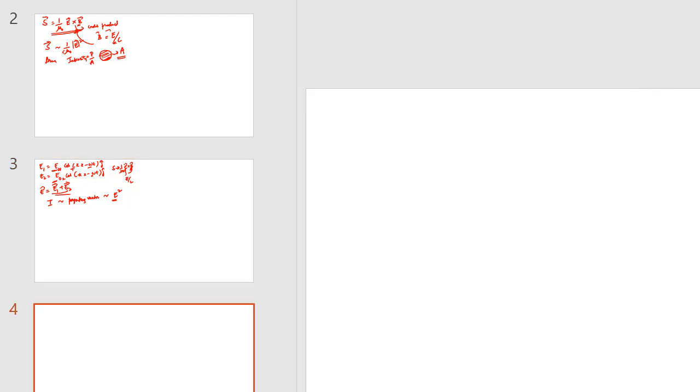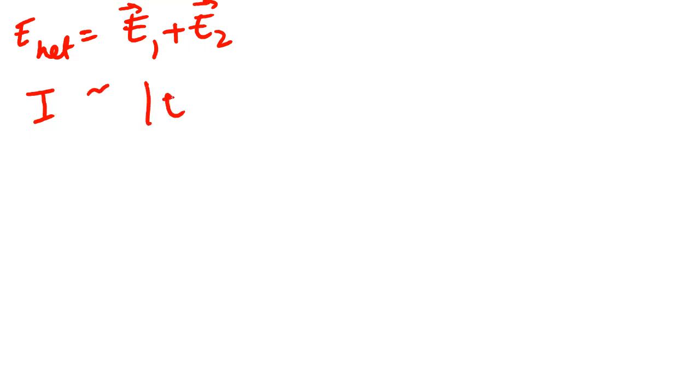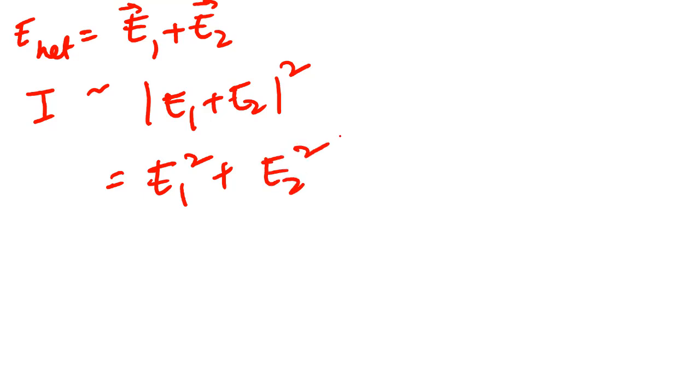So we have the E net, the total electric field from two different fields, as a vector sum, E1 plus E2. If I want to look at the total intensity from these two electric fields, I will have to square it, E1 plus E2 squared. That would give me E1 squared plus E2 squared plus an extra term, 2 E1 dot E2.